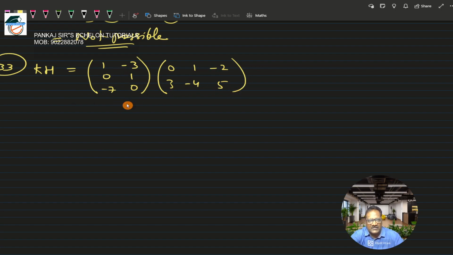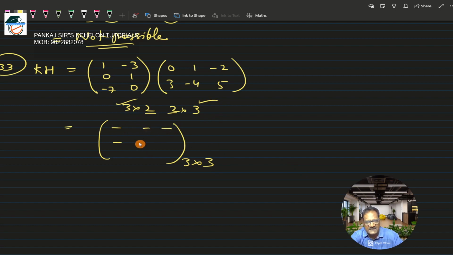Now this is a 3 by 2 matrix, this is a 2 by 3 matrix. These two are same, so compatible for multiplication, and the product will be 3 by 3. So 3 by 3 means 3 rows and 3 columns. Now this is a huge one, so we will go slowly. A11, A12, A13, A21, A22, A23, A31, A32 and A33, these are the positions. Now one by one I am going to work out the values of these elements.